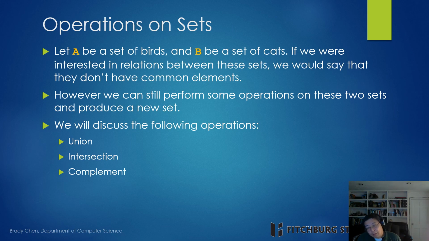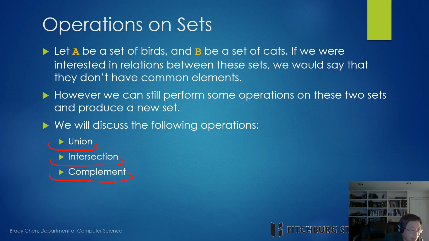So we introduced the concept of sets and discussed the relations between sets. Now here we're going to talk about certain operations on sets. Basically there are three basic operations. One is called union, then intersection, and complement.